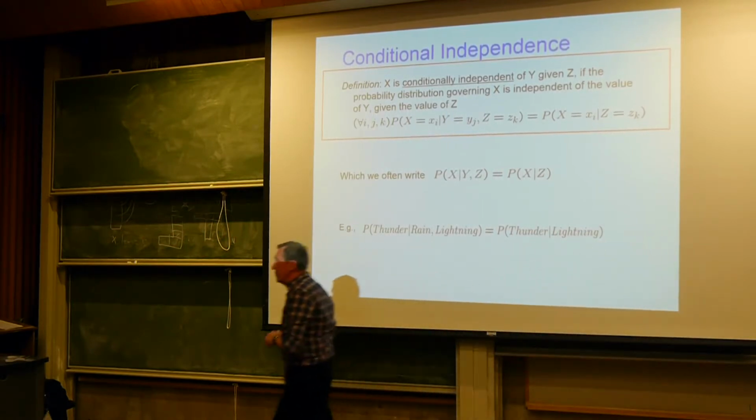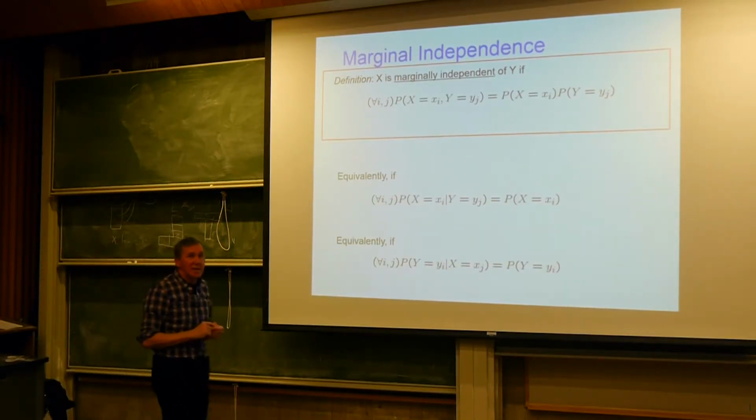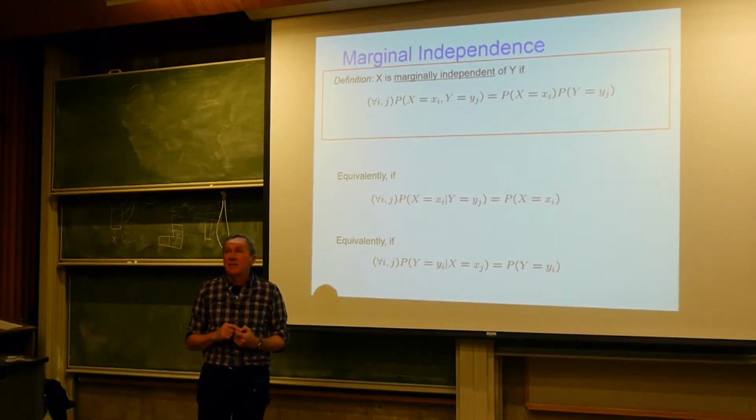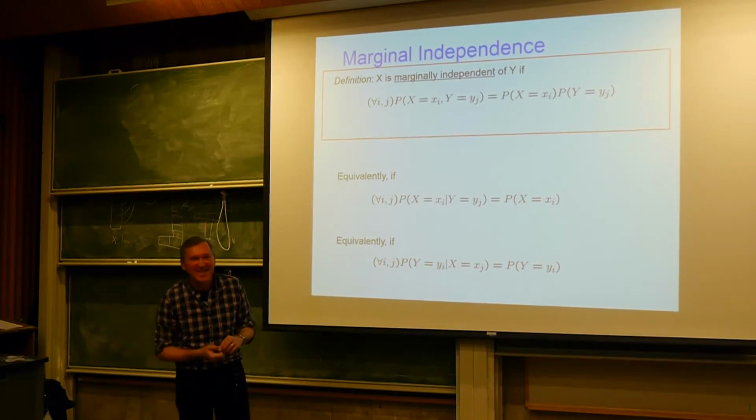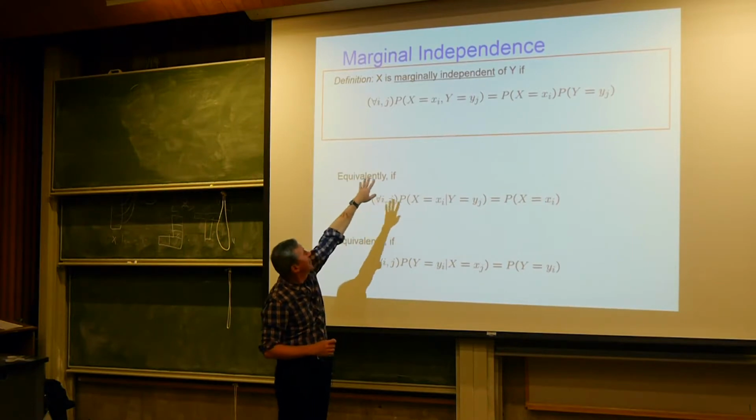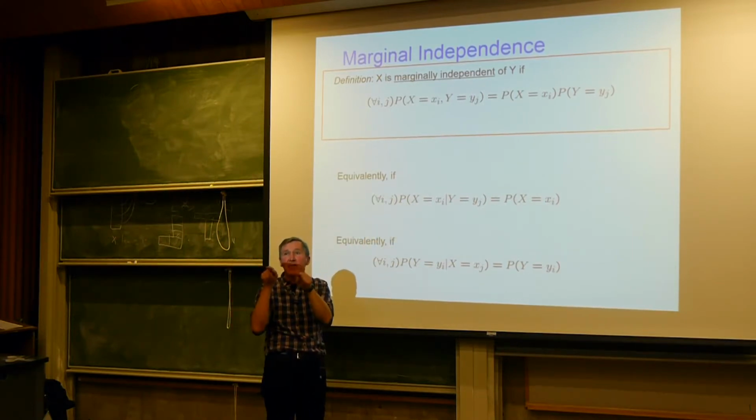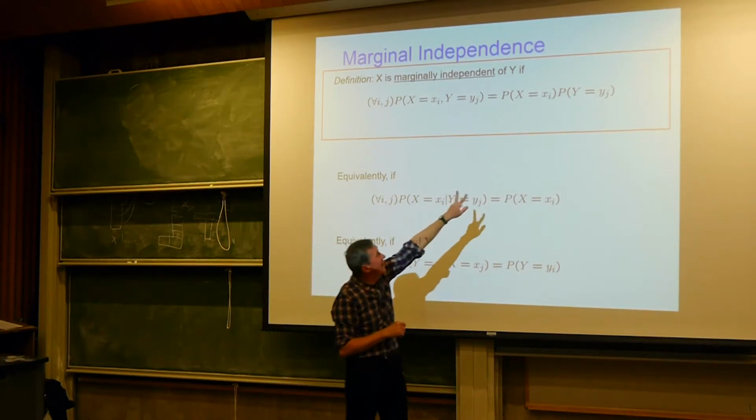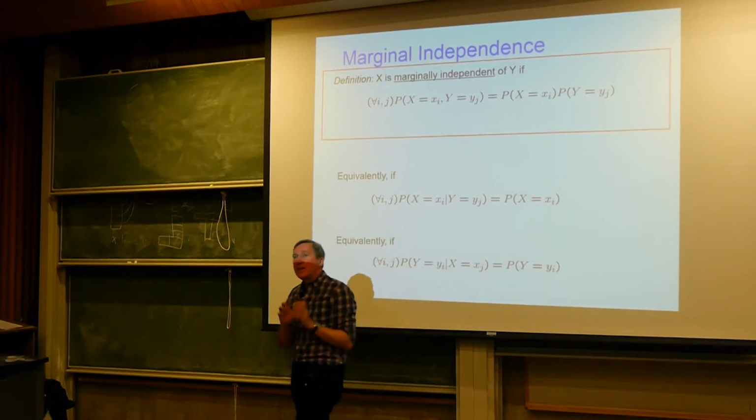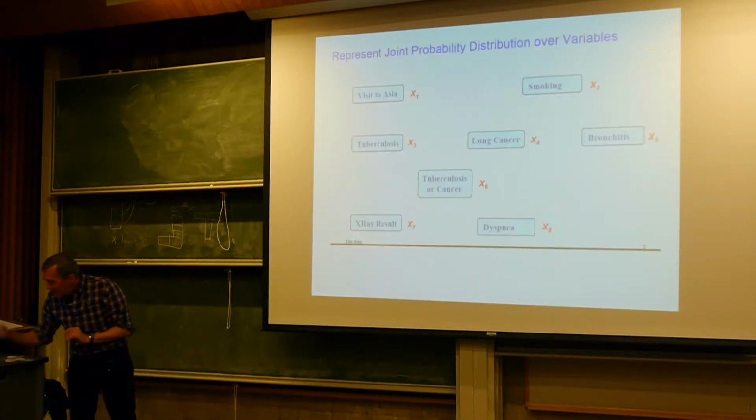Okay, just to review. Sometimes you'll also hear people talk about marginal independence. It's just unconditional independence. So just to be complete, the definition of marginal independence is that the joint probability of x and y taking on their values is just the product of each of them independently taking on those values. Okay, so that's just review.